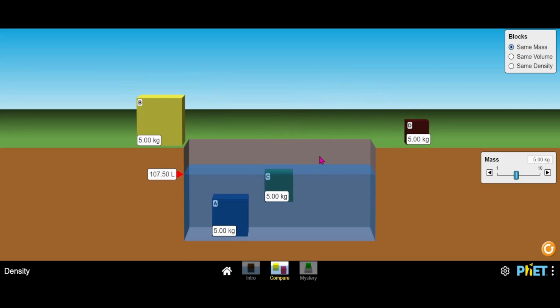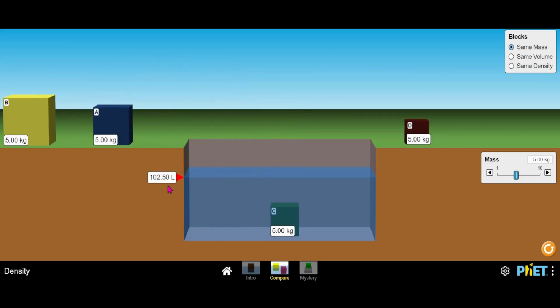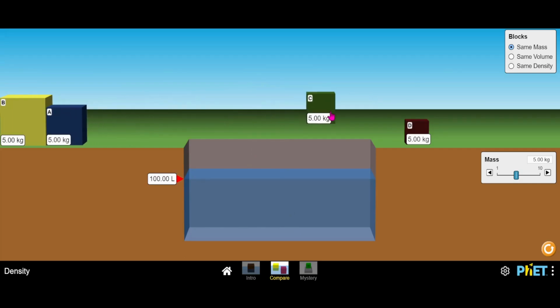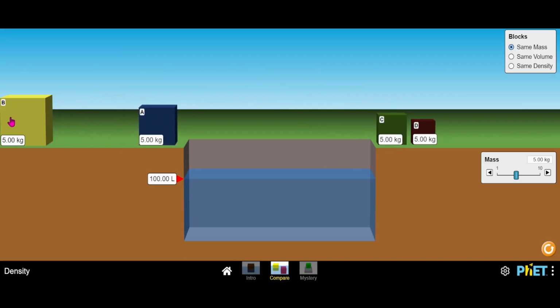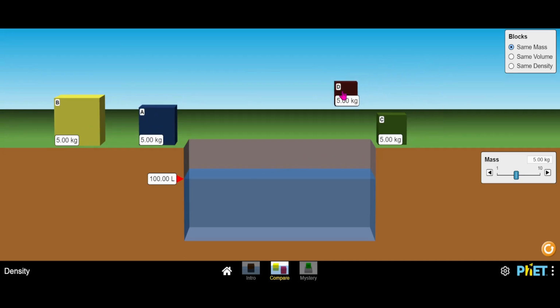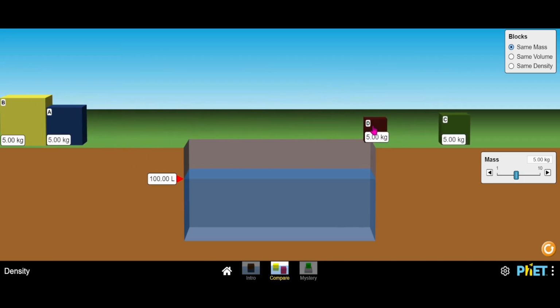Now let's see what happens with this. Oh, it went to 107.5, which means, see, if I remove this, you will be left with 102.5, which means this object has a volume of 2.5. They all have the same mass, but their densities are different. Why? Because their volumes are different. See, a 5 kg bigger object means lower density, right? So this is the most dense material in all of these A, B, C, D objects, right?